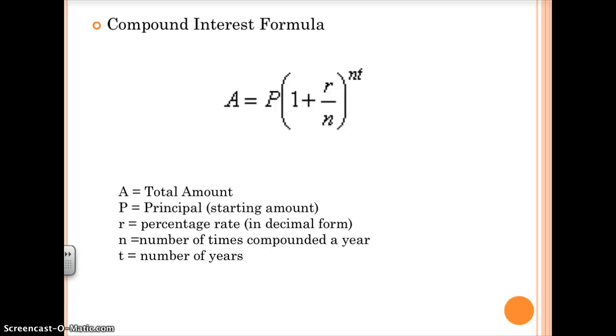A stands for the total amount. P is the principal, just like in simple interest, it's the starting amount, multiplied by 1 for 100%, plus R for the percentage rate in its decimal form, divided by N, the number of times compounded a year, and T the number of years. So you can see N is in two different places. If we're only compounding once a year, then N doesn't have a big impact on anything. But if we start to compound semi-annually, quarterly, monthly, then it's going to change our values.